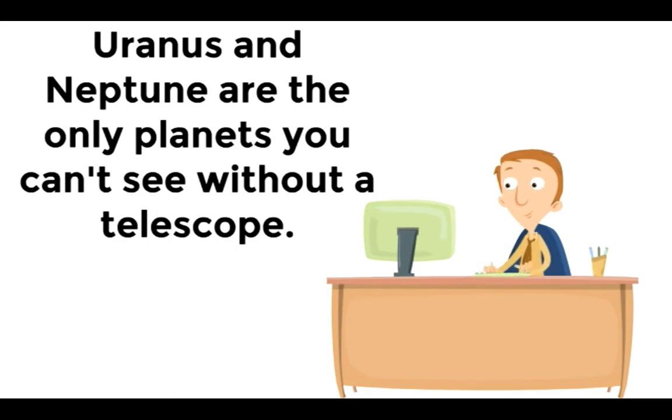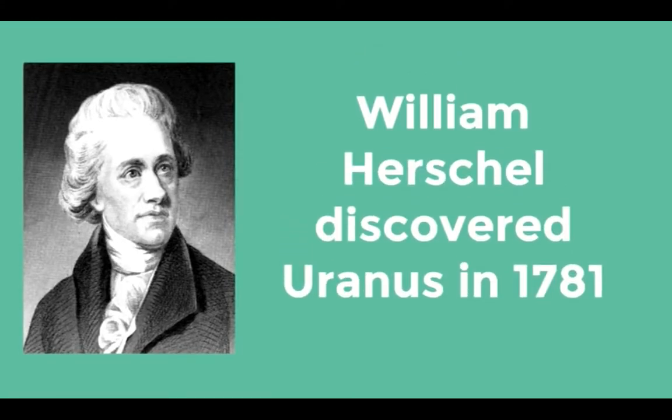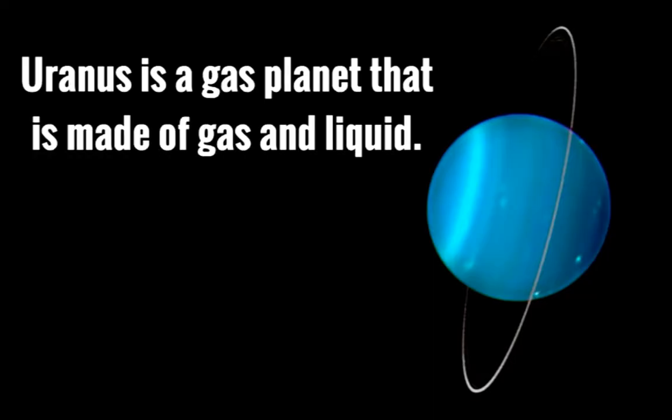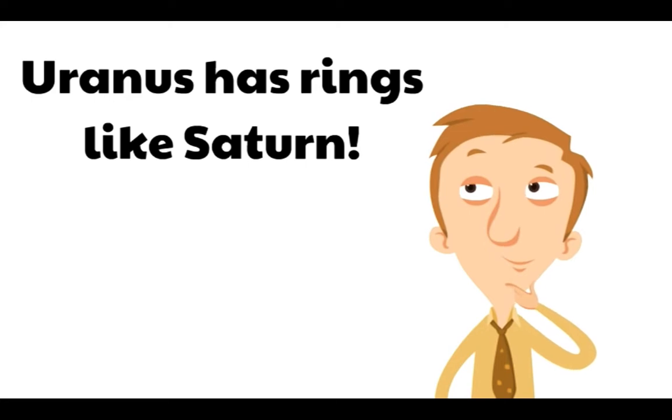William Herschel discovered Uranus in 1781. It took us a long time to finally find the planet Uranus. Uranus is a gas planet that is made of gas and liquid. What's cool is Uranus has rings just like Saturn has rings. Yeah.